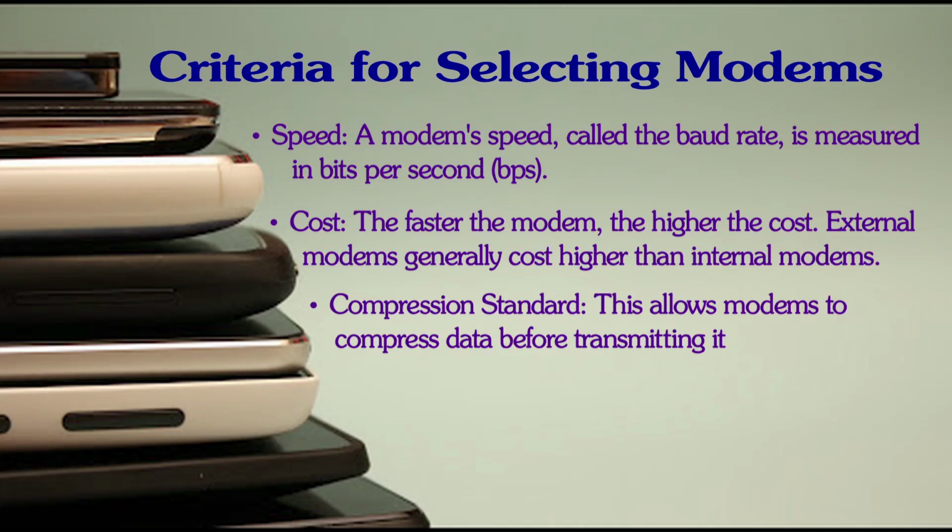1000 to 1, for example, means 1000 bits will be represented by 1 bit, something like this. So there is an algorithm for it. And then cost: what is its cost and what is its speed.